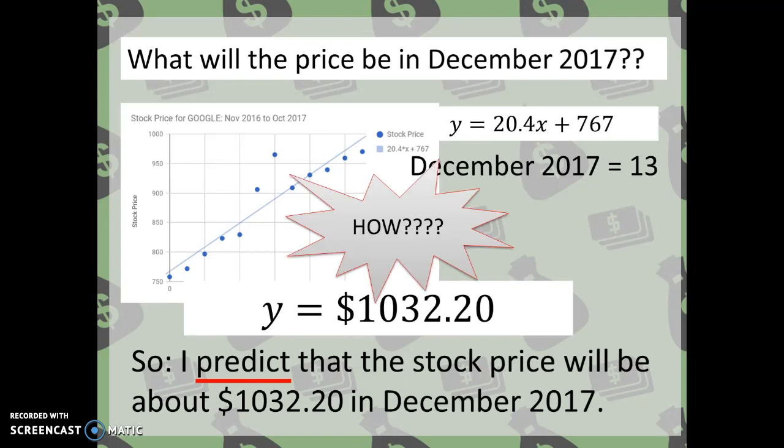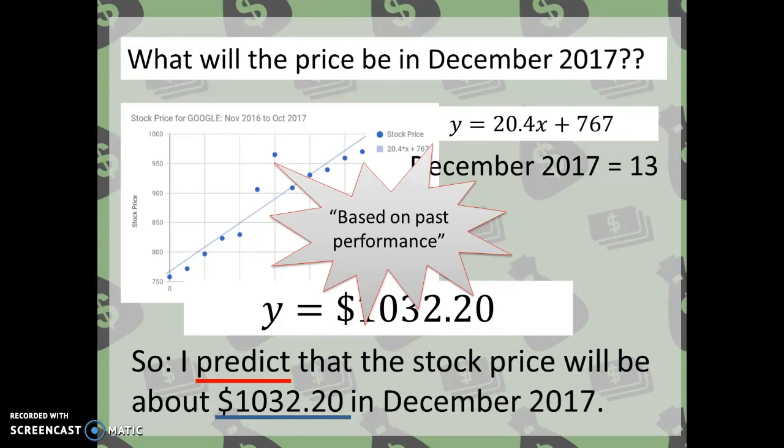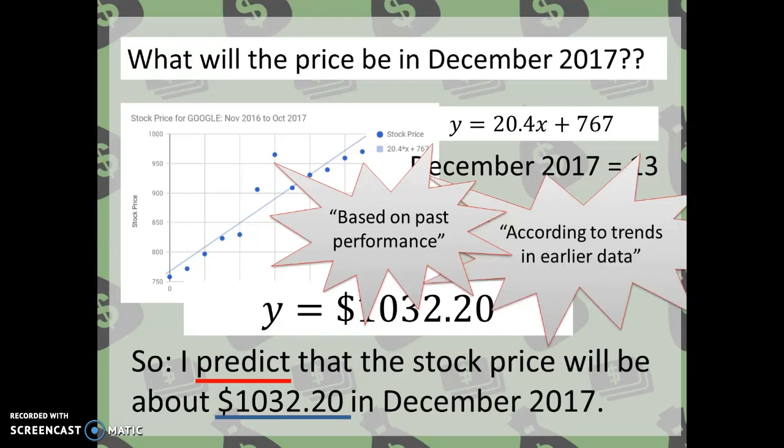But think about this. Predict. Well, how did I predict? We've got to be careful about when we're saying these things. And we've got to be careful about that number. That seems a little too exact. So when you're writing this, why don't we say based on past performance? Because we can't predict perfectly. And according to trends and early data. Thinking of things in those terms helps me frame this in the proper way.